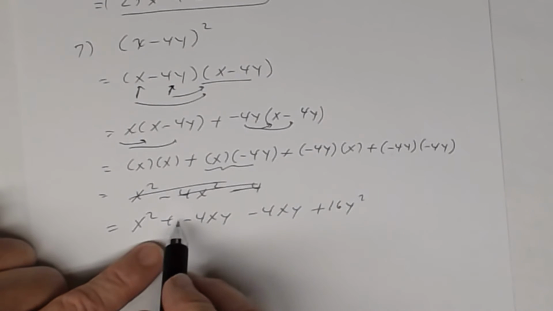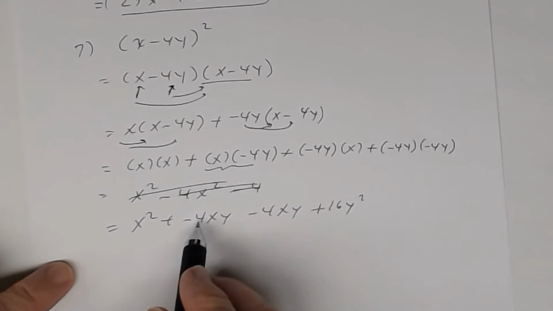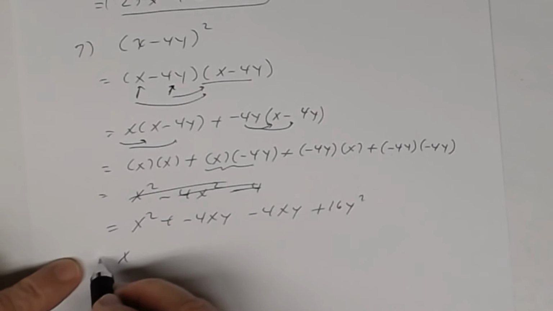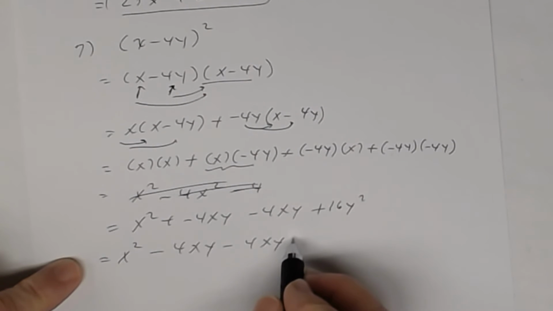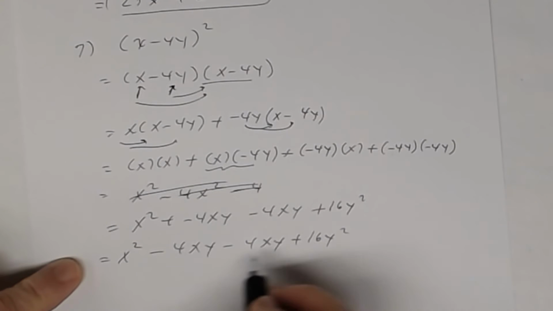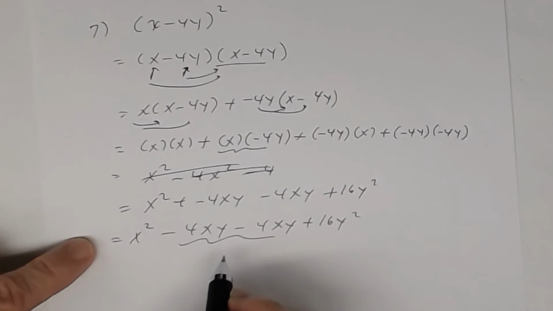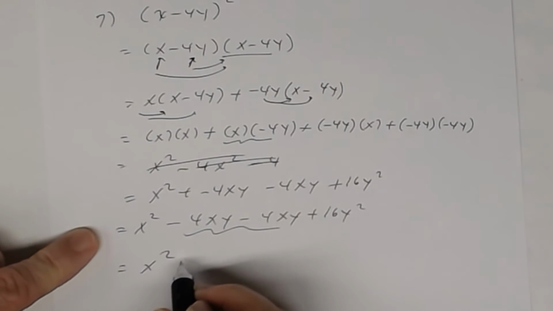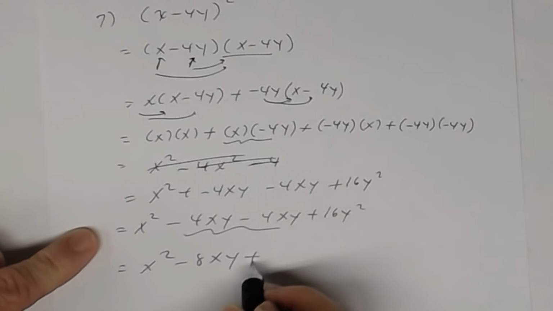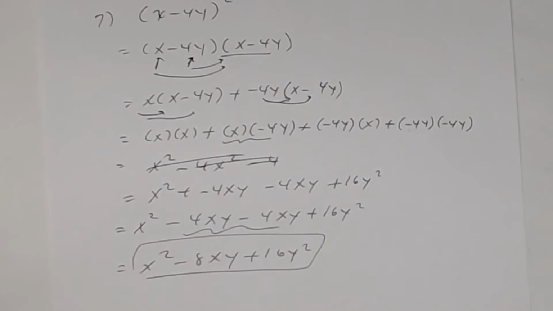Notice here, though, I meant to put minus because, remember, adding a negative 4xy means the same thing as subtracting 4xy. All right, so I'm just going to go ahead and rewrite it that way. Okay, now combining these two, a negative 4 and a negative 4, those are like terms, xy, xy. A negative 4 and negative 4 is a negative 8. So I get x squared minus 8xy plus 16y squared. And that's answer number 7.